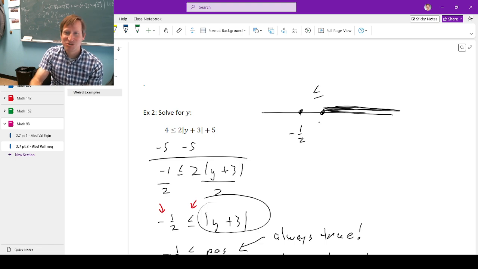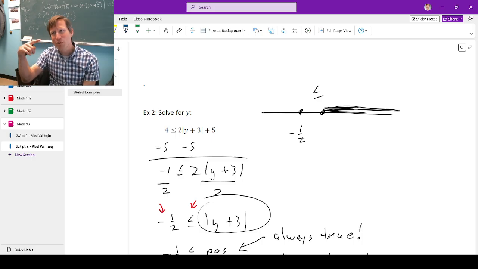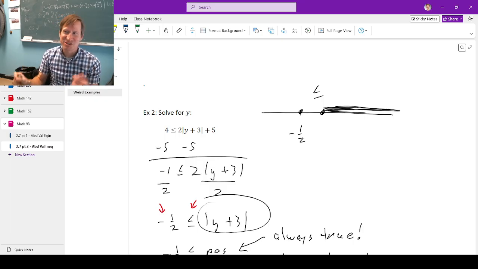Well, this is true because the negative is less than or equal to the positive stuff. So you don't have to memorize a bunch of stuff. Just think through what is happening on the number line and figure out what is happening rather than just memorizing.